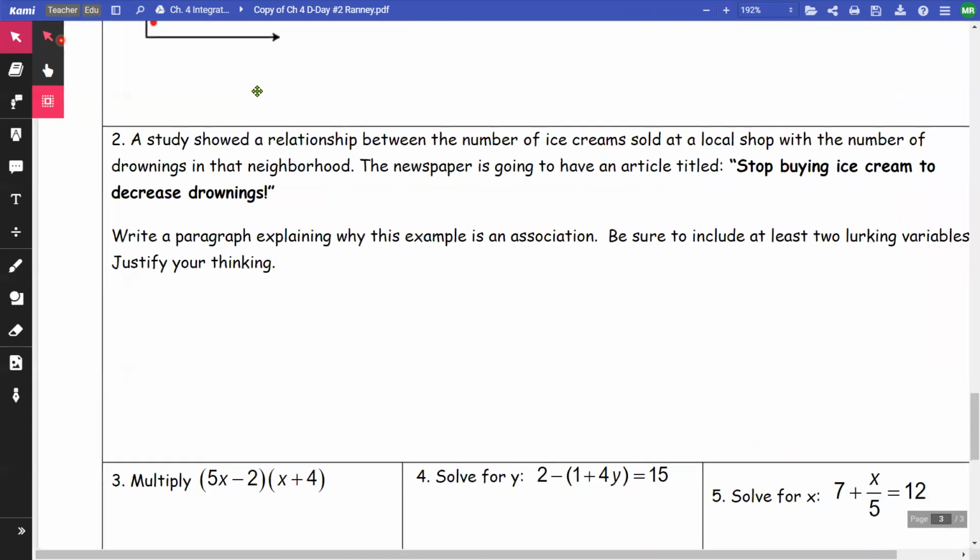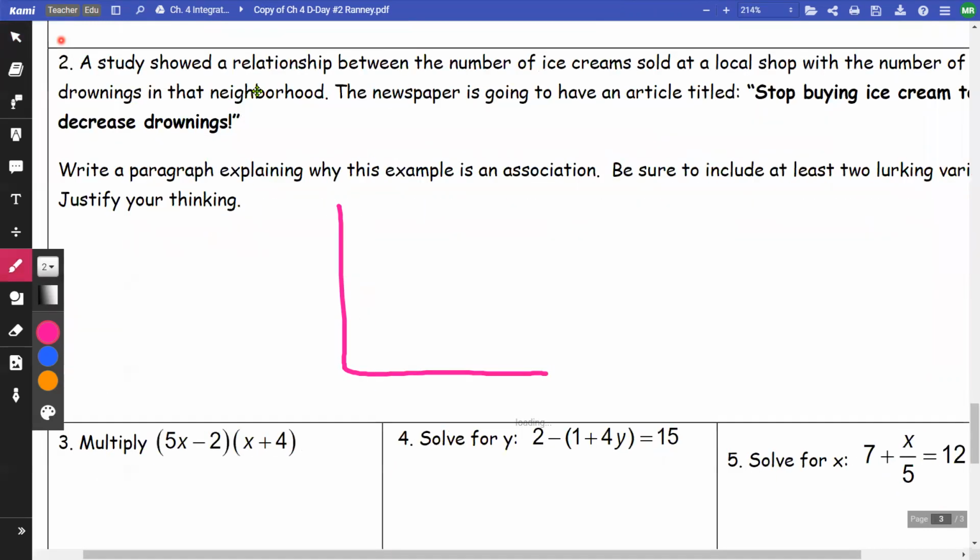What's happening here is if I was to graph this, I'm not graphing, I'm just going to set it up. And we are saying ice cream sold is here. And then here, this is drownings, number of drownings. What's going to happen is this should be an increasing situation, that the more ice cream, the more drownings. Now, that's not saying that ice cream's causing the drownings.